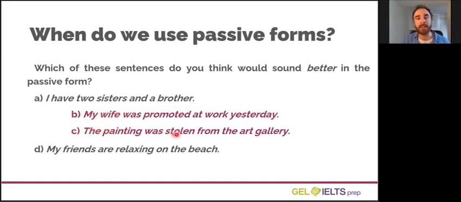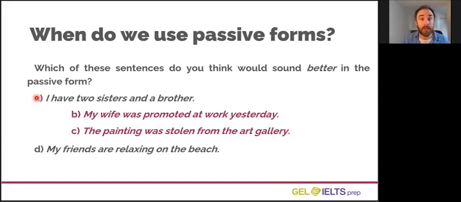C, the painting was stolen from the art gallery. Now, originally I said some criminals stole the painting, but if they stole it, I don't need to say some criminals. That doesn't give you any extra information. Of course, it was some criminals who stole it from an art gallery. And I don't know their identity, so I don't need to make them the subject.